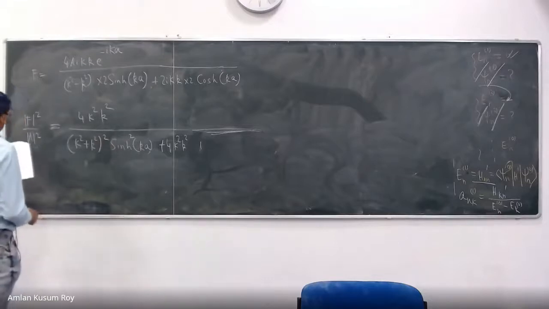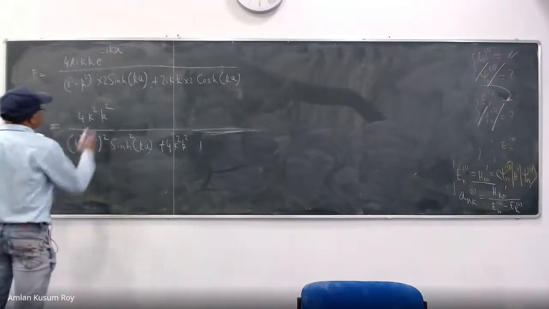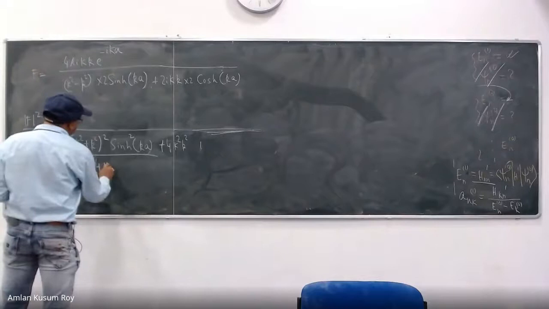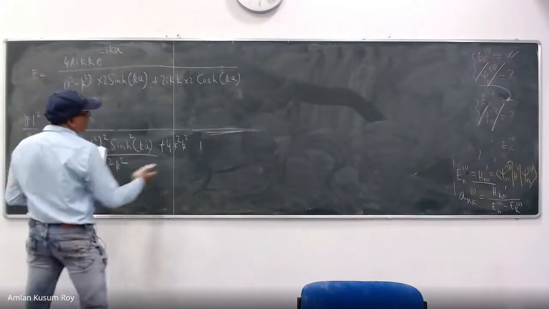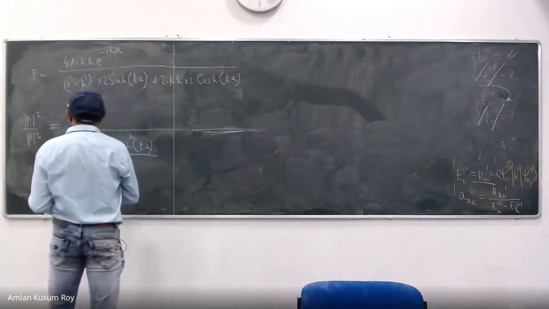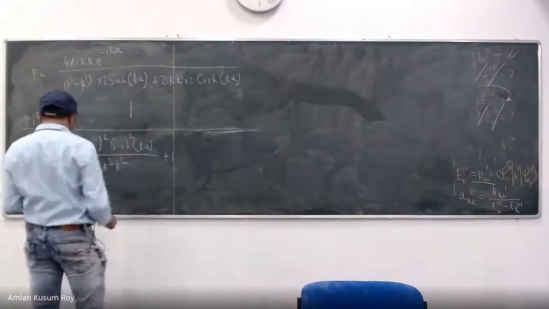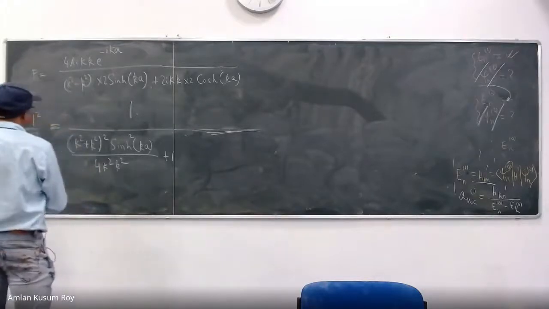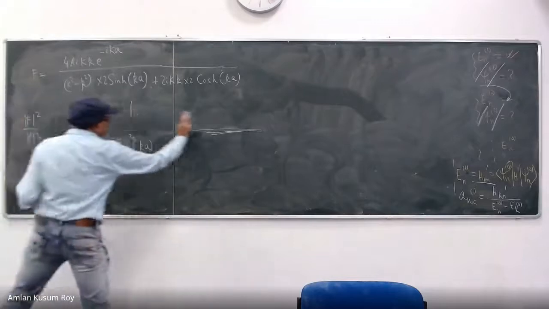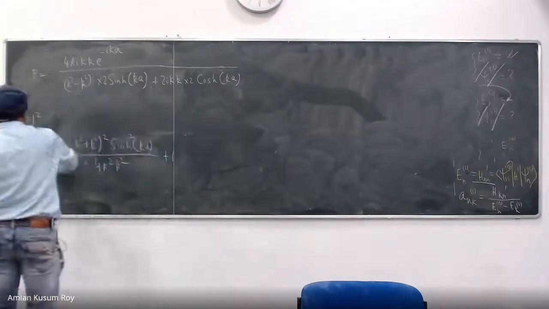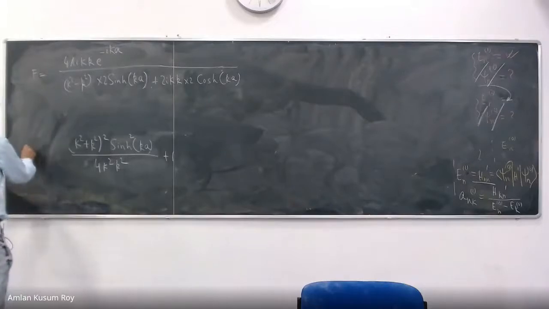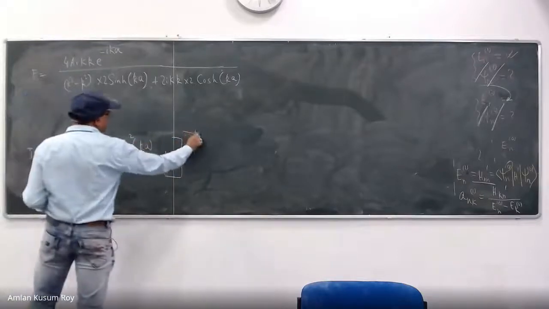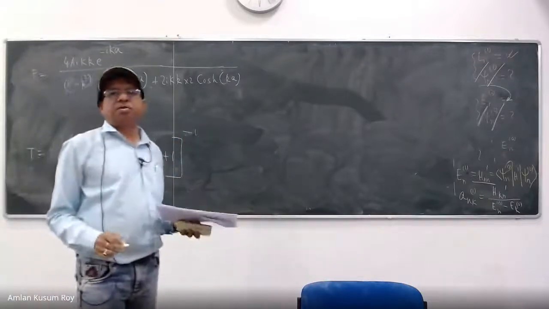Okay? So now you can divide this by 4 k square kappa square. So this will become 4 k square kappa square, and this will become 1. Right? So then eventually you can get the desired expression which was asked. You can get rid of this guy. So that was the expression for the transmission coefficient.